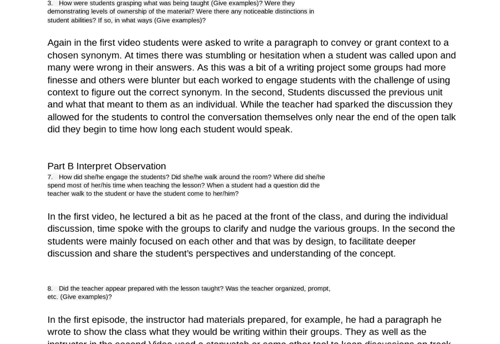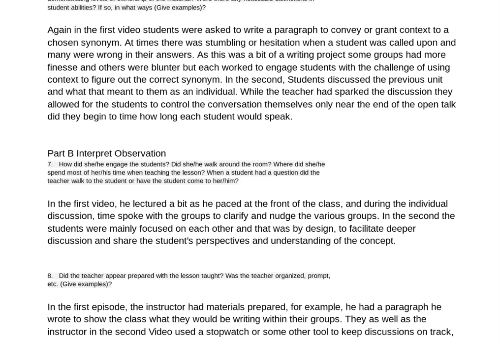Again, in the first video, students were asked to write a paragraph to convey or grant context to a chosen synonym. At times, there was stumbling or hesitation when a student was called upon, and many were wrong in their answers. This was a bit of a writing project. Some groups had more finesse and others were blunter, but each worked to engage students with the challenge of using context to figure out the correct synonym, as stated before.